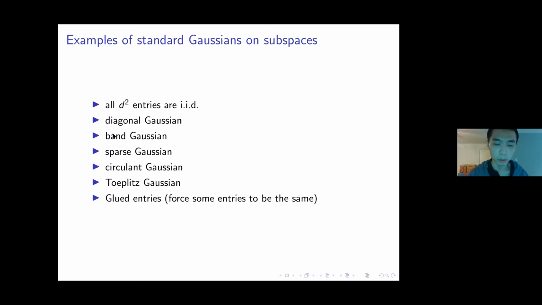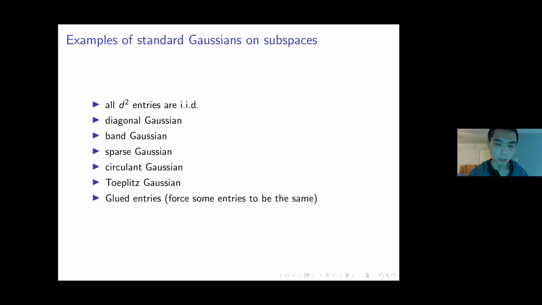Sparse is even more general than the band. So most of the entries are 0, but some of the entries, we allow them to be i.i.d. Gaussian. And then circulant and Toeplitz, I think I talked about that. There's a generalization of these two actually, glued entries. So what is circulant Gaussian?